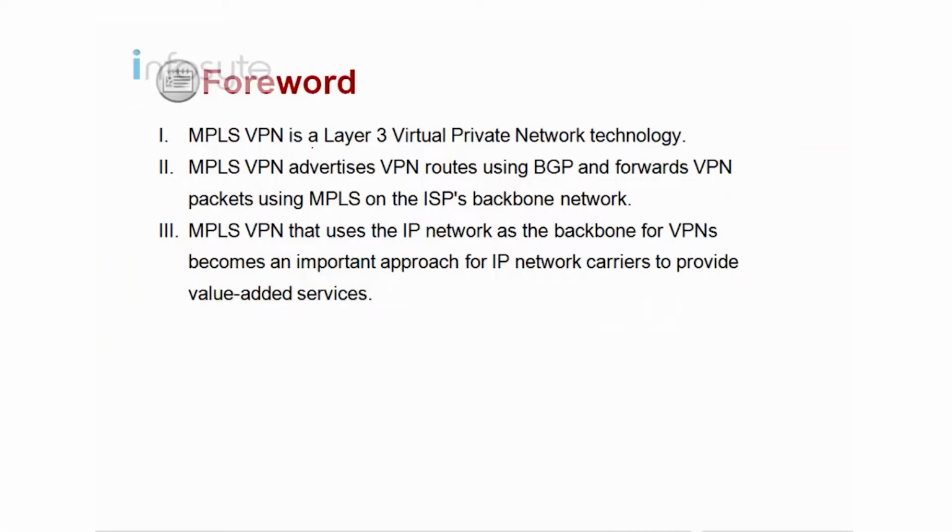First, we need to know what an MPLS VPN is. It's a layer 3 virtual private network technology. It advertises the VPN routes using BGP and forwards the VPN packets using MPLS on the ISP backbone. MPLS VPN, using the IP network as a backbone for VPN, has become an important approach for IP network carriers to provide value-added services.